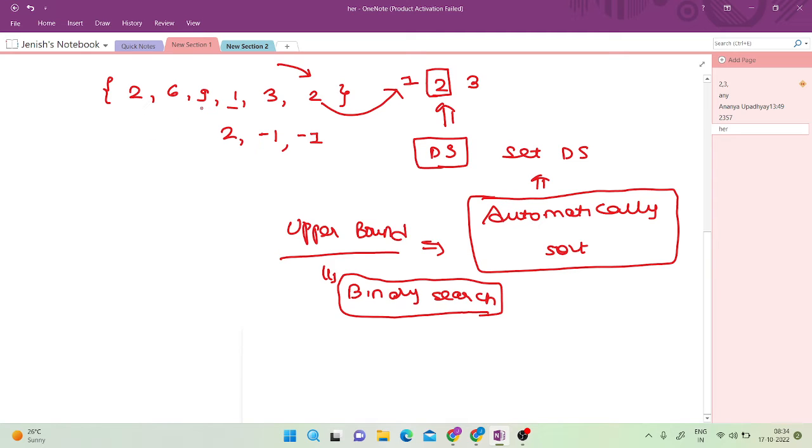Now my next element is 9. Again, upper bound of 9 is pointing towards the end of the data structure, that means it is a -1 because there exists no element greater than 9, correct? And yeah, I would definitely insert 9.